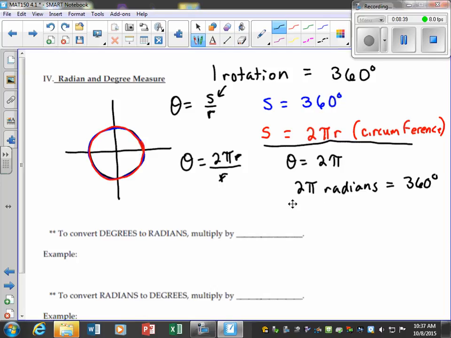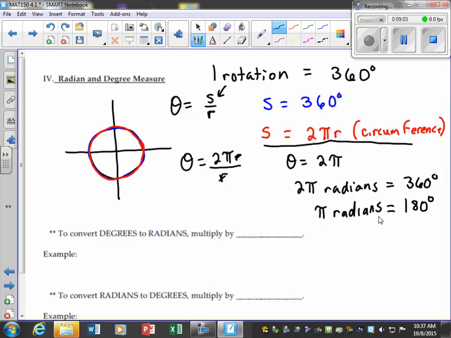Then what does that make pi radians equal to? Let's keep doing some algebra here. If 2 pi is 360, what's only 1 pi? 180 degrees. So this is our relationship to be able to convert degrees to radians.